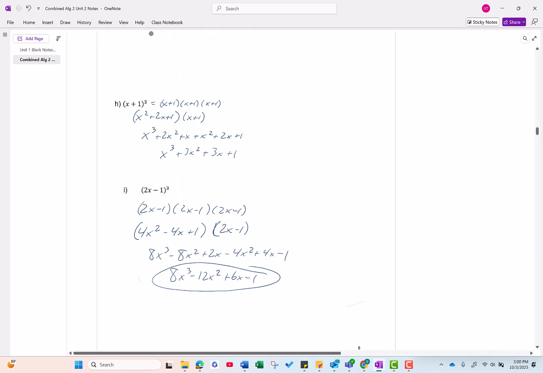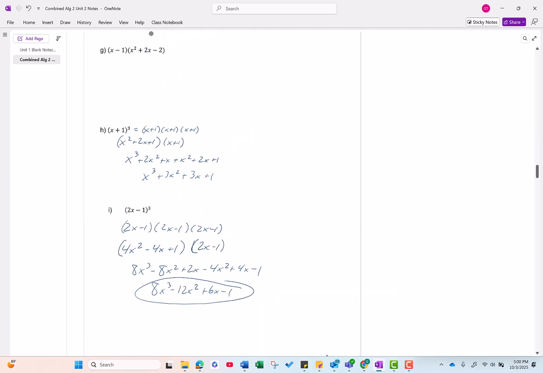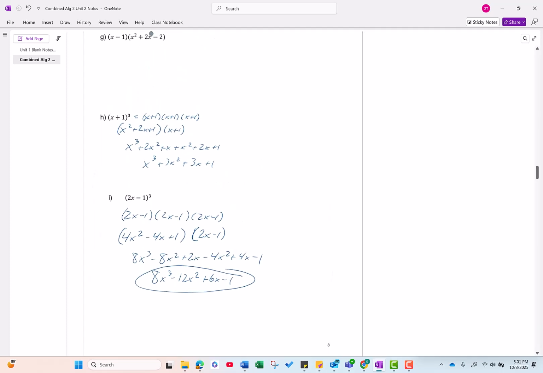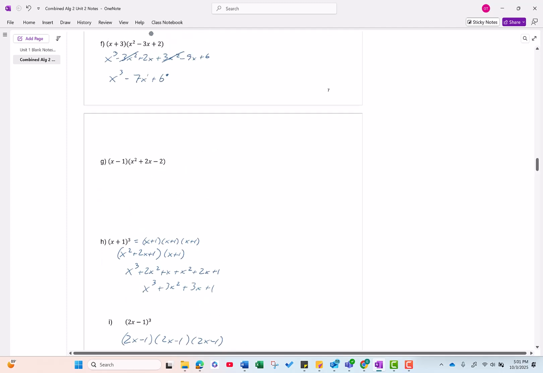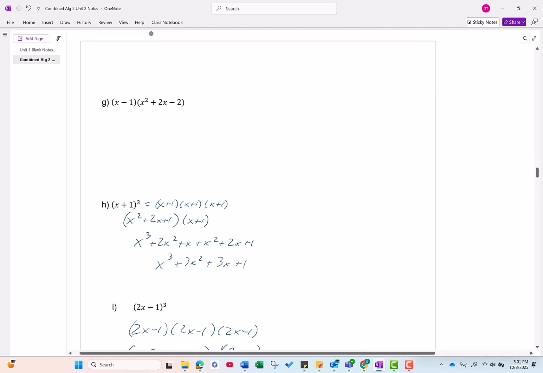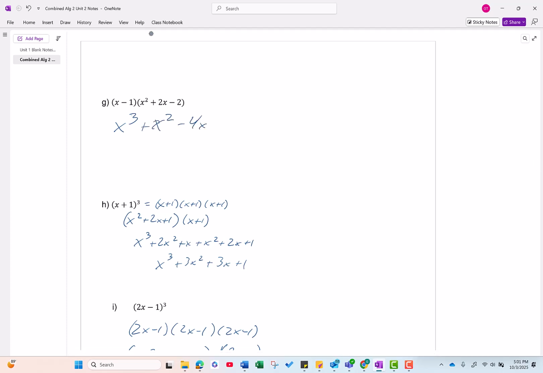So these are relatively straightforward, but they take a little bit of work. Don't skip steps. Just work the process each time, and it will lead you to being correct more often than not. Hopefully this made a little bit of sense. I'll give you the right answer to G just in case you want to try it out and check yourself. This is just x to the third plus x squared minus 4x plus 2.